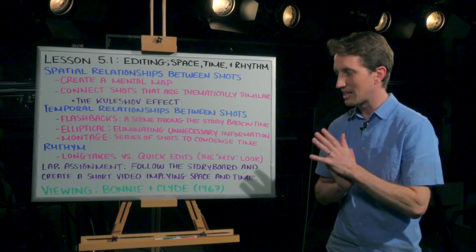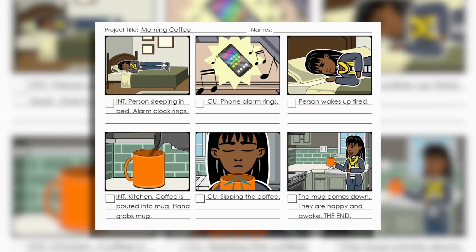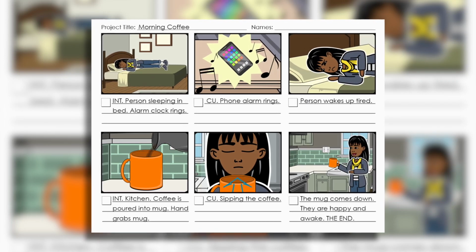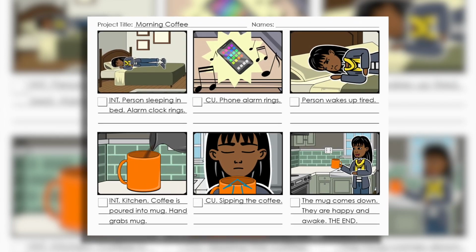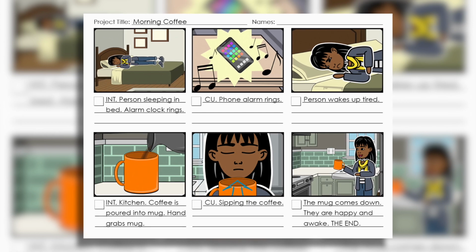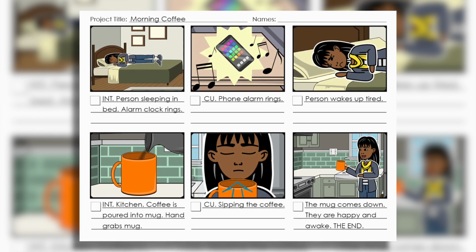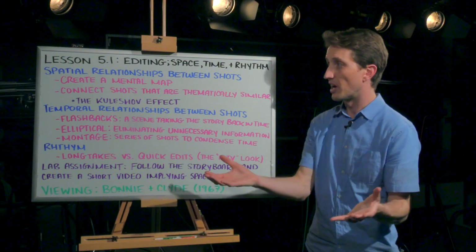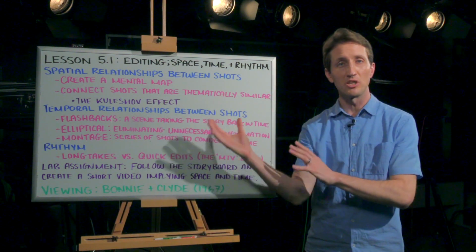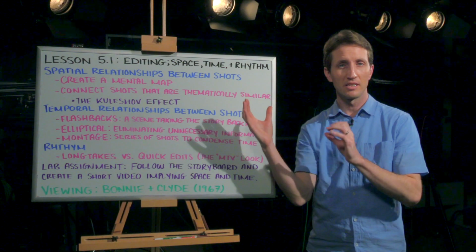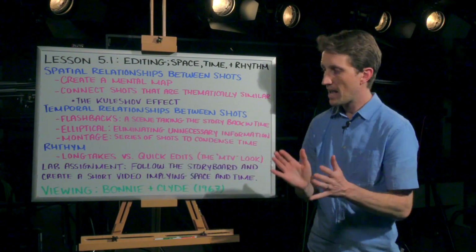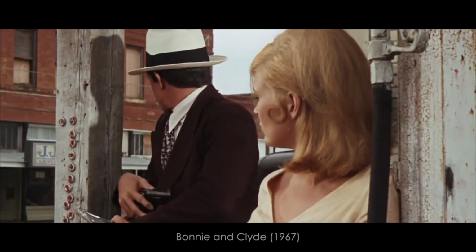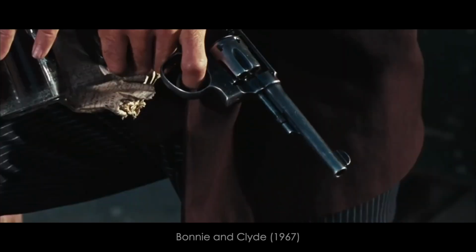Your lab assignment for this week, I made a storyboard for you guys. It has 6 shots, and you guys are going to film these shots in class, edit them together, and the idea is that it will hopefully give you an understanding of how editing can be used to create space, time, and rhythm, all right? And our film for this week, we are going to watch Bonnie and Clyde from 1967.